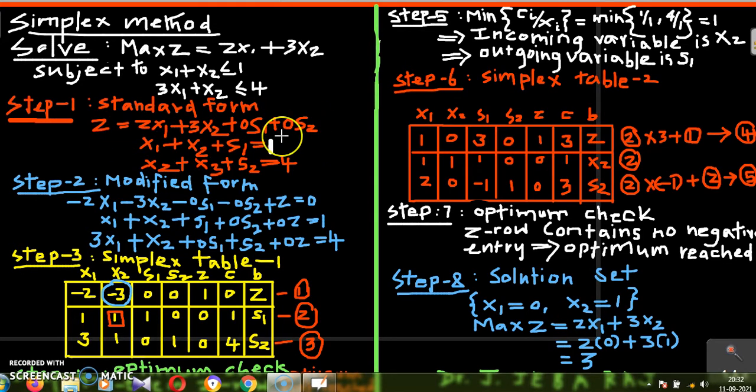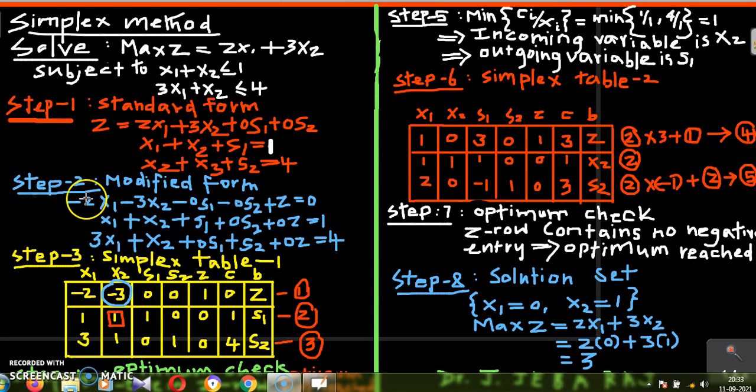I'm repeating again. By adding one slack variable to this constraint and another slack variable to that one, it is possible to make these two inequations into equations like this. Now note that x1, x2, s1, s2 are all greater than or equal to 0. All decision variables are positive. And thus the first step is over.